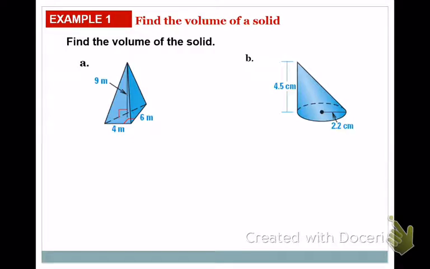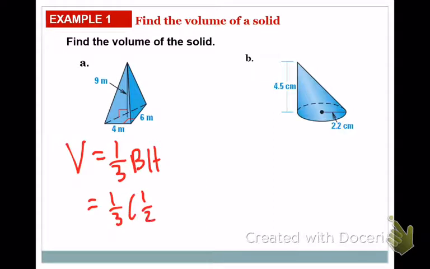Find the volume of the solid. Okay, it's got a triangular base, height of 9. Make sure on the height it's the perpendicular distance. Okay, and we need to find its volume. So we would do volume equals 1/3 the area of the base times the height. So it's going to equal 1/3 times 1/2 base times height times big H.